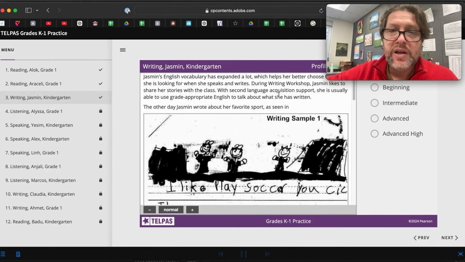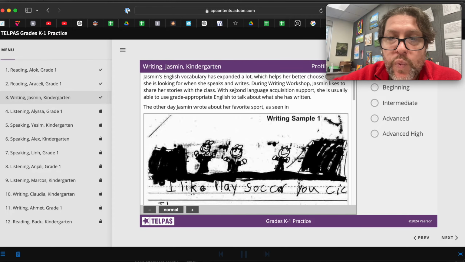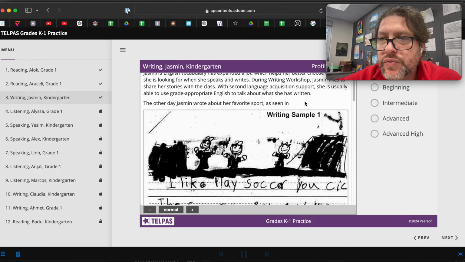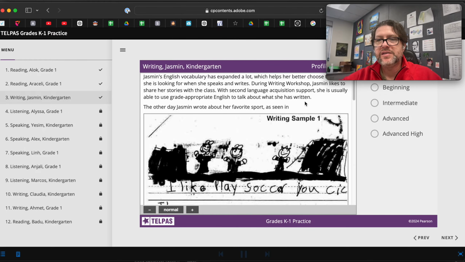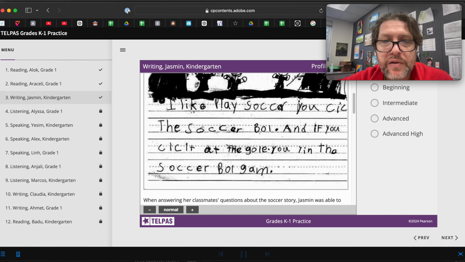or intermediate. So, with second language acquisition support, she is usually able to use grade appropriate English to talk about what she has written. So remember, advanced is they've got details, they're pushing towards being able to understand everything, but they still need some support, but they're getting close. So this is the key phrase, with second language acquisition support. So let's look at her writing.